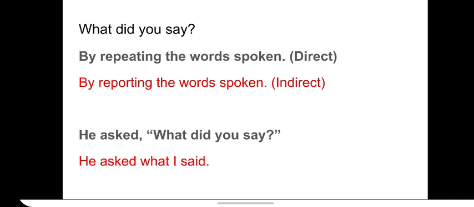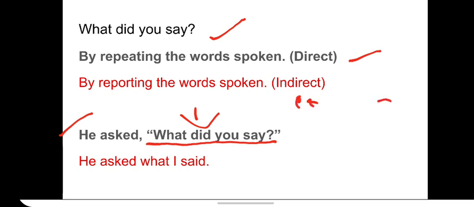All right, now let's have this example first. What did you say? Now, these words can be written in two different ways. You can report this in two different ways. First is by repeating the words spoken. When you just repeat the exact words, like he asked, "What did you say?" I have not changed any word here. I've just put these words in between inverted commas or quotation marks. So this is known as direct narration or direct speech, which is very easy. It's easy peasy lemon squeezy because we just repeat the words.